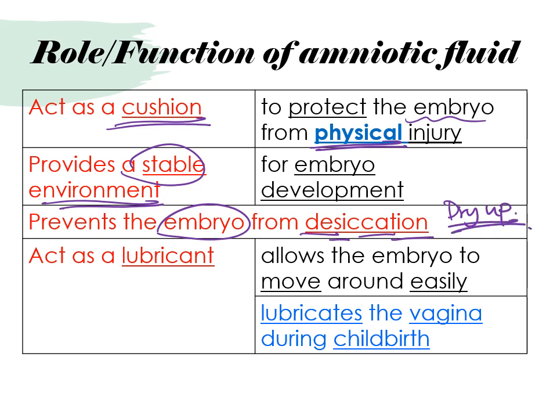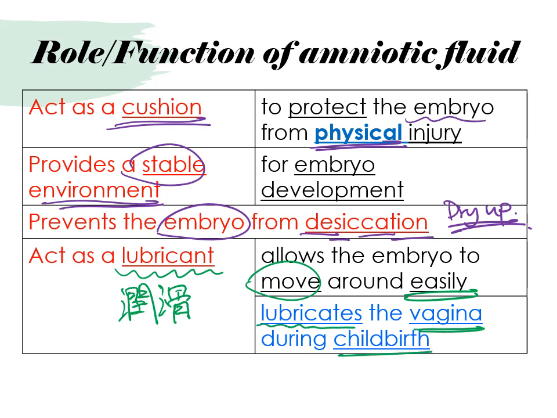Last but not least, the amniotic fluid can also act as a lubricant. 一個潤滑啦. It allows the embryo to move easily. And also, when the baby is about to get out of the mother's uterus, when the mother is going to labor, 生產啦準備, it also lubricates 潤滑 the vagina during the childbirth.